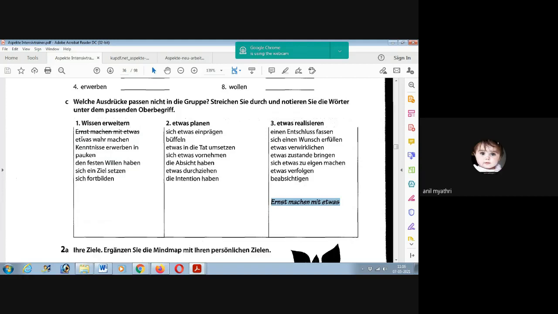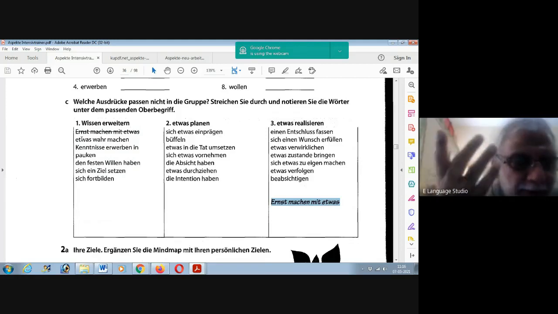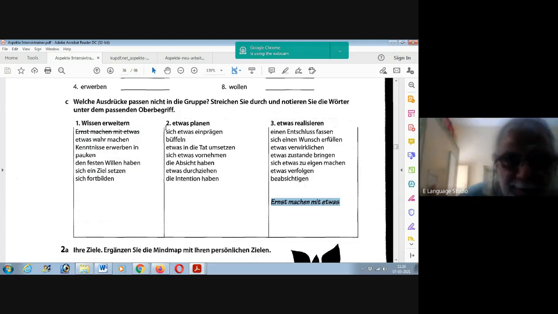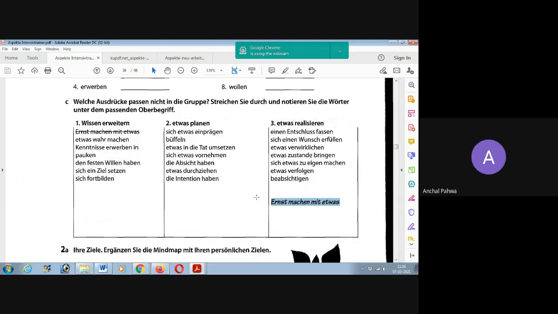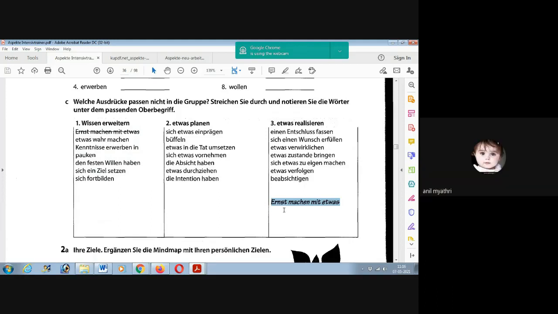Etwas wahr machen. Das passt nicht auf. Wonderful. To make true, to make come true. Wissen erweitern, this is not right. So where do you put it? Under 2 oder 3? 3. Well done. Also etwas wahr machen kommt auch hier. Ja, dritte passt hier.